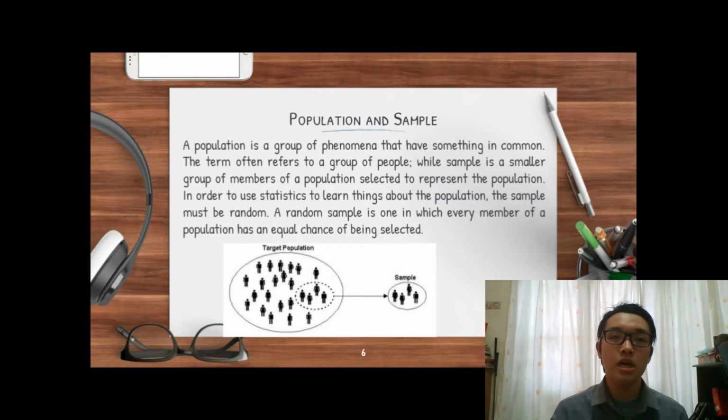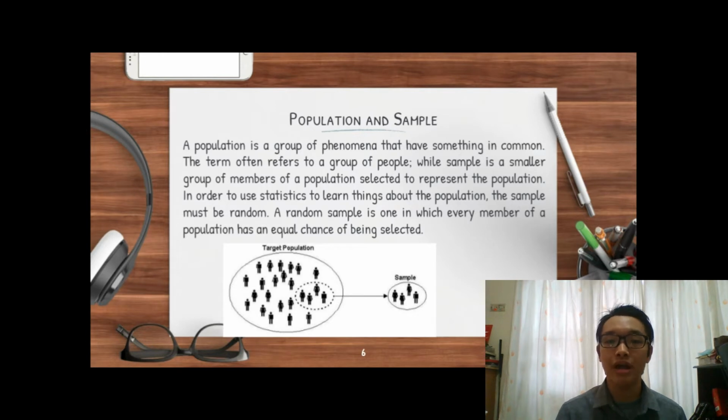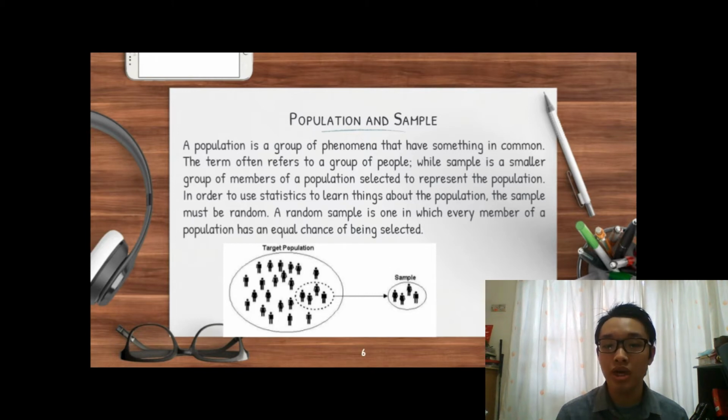For example, Kota Damansara people. Kota Damansara is a smaller group compared to Malaysia. A random sample is one in which every member of a population has an equal chance of being selected.